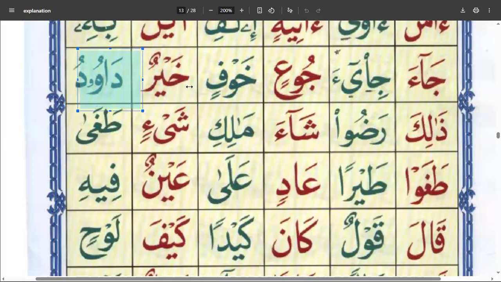Now we can read the complete line without spelling. The first one is ja. The second one is ji a. The third one is ju'in. The fourth one is khawfin. The fifth one is khayrun. The sixth one is davudu. So this is the second line of the exercise of letters of madda and letters of leen.